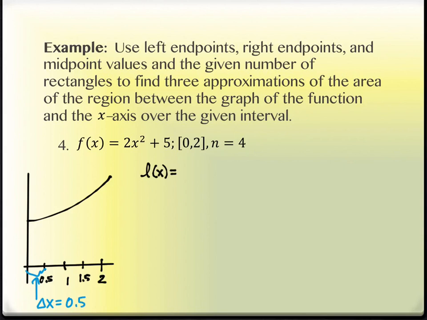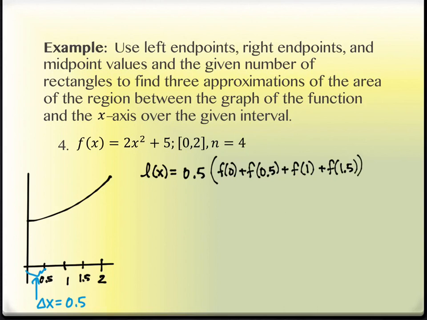So at the beginning of each of these, I have 0.5. And then I need the heights of the left-hand endpoints. So what is the first left-hand endpoint's x value? 0. So I'm going to use f of 0. The second one is 0.5. The third one is 1. And the last one is 1.5.